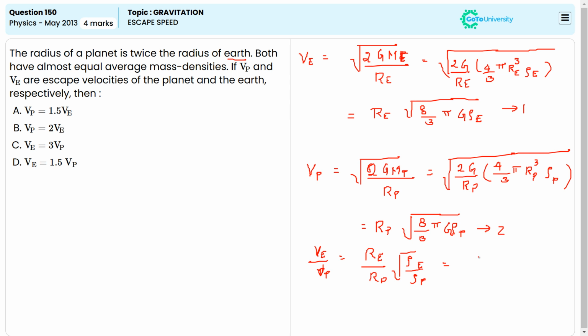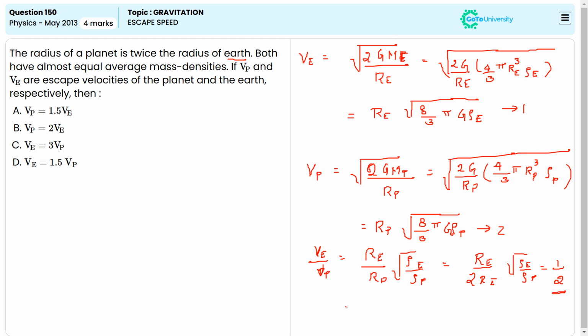Here they have given the radius, that the planet has twice the radius of the Earth. Then I take RP as 2 times RE, in terms of that, with rho E divided by rho P. Then the mass and density are the same, so I am getting the value 1 by 2 as the answer.